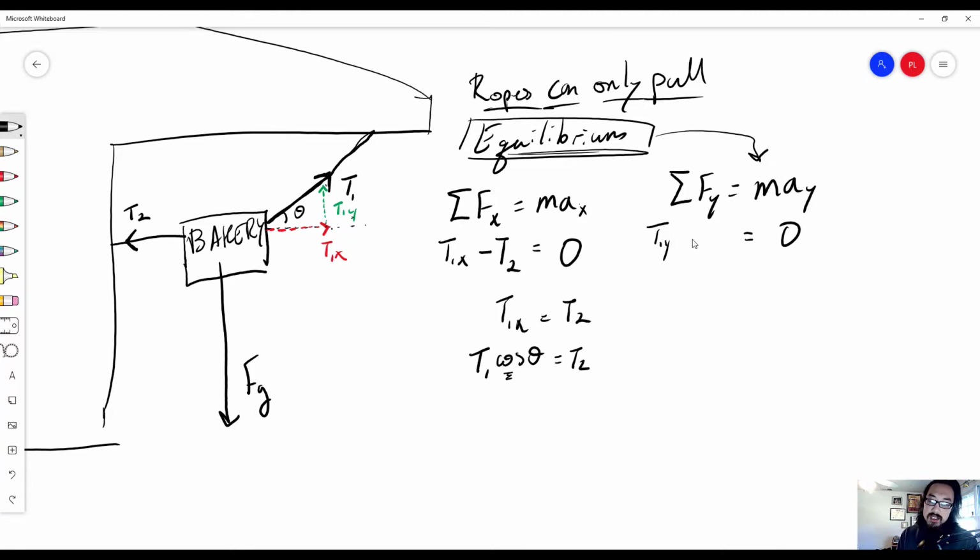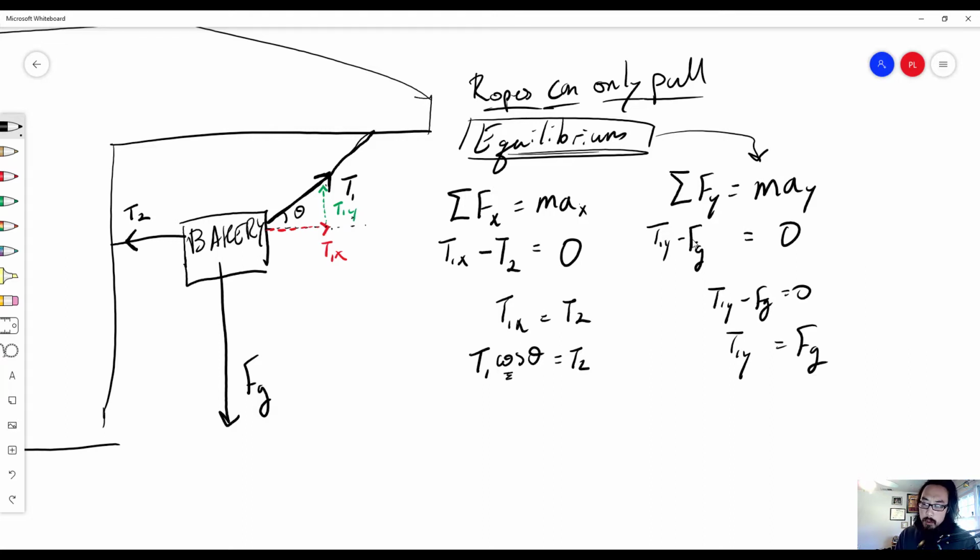What about T1x? T1x does not belong. What about the weight, F_g? Does that belong? That does belong, and it's going to be negative because it's pointing down. What about T2? Does that one belong? That one does not belong because that's along the x-axis. So here we have our equation: T1y minus F_g is equal to 0. We can swing the F_g to the other side.